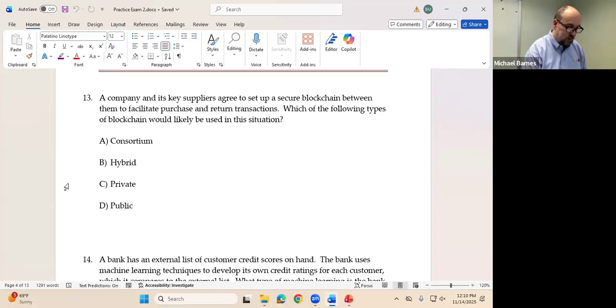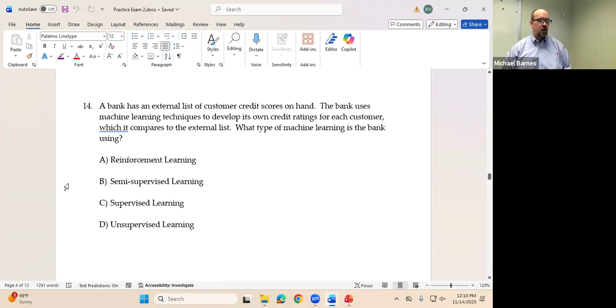Okay. The bank has an external list of customer credit scores on hand. The bank uses machine learning techniques to develop its own credit ratings for each customer, which it compares to the external list. Which type of machine learning is the bank using? So this one's an interesting one because it basically says we have pieces of input. We're trying to generate and match outputs that we already know exist. So they have a known input and a known output, which means that this is going to be a supervised learning technique. If we did not have an output, or if we had missing data labels, then it would be unsupervised. There's no mention of trial and error here, so it's pretty easy, a supervised learning one.